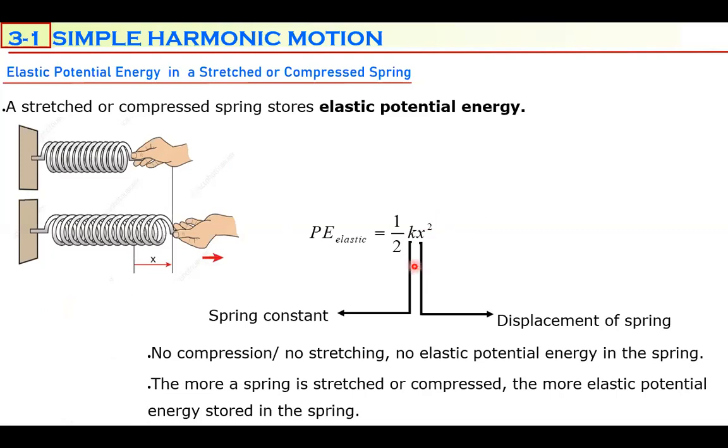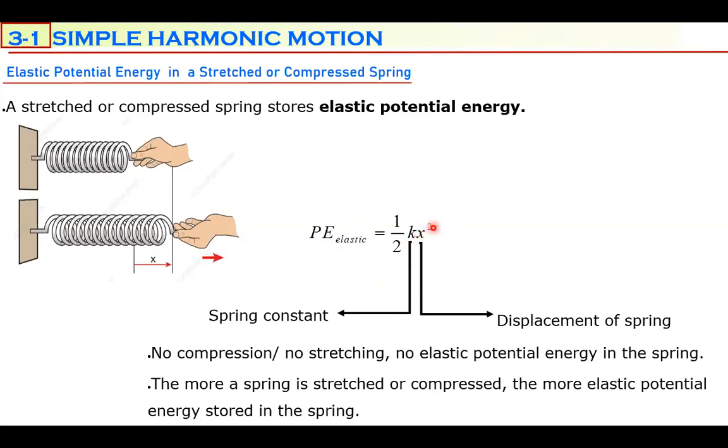So k is the spring constant, which means if the spring constant is bigger, then the elastic potential energy stored in the spring is greater. The second thing is displacement. How much you stretch or compress a spring, the more the energy increases. So two things determine the elastic potential energy. One is the spring constant, or elasticity, or stiffness. The other is how much you stretched the spring, x, the displacement of the spring from the unstretched position.